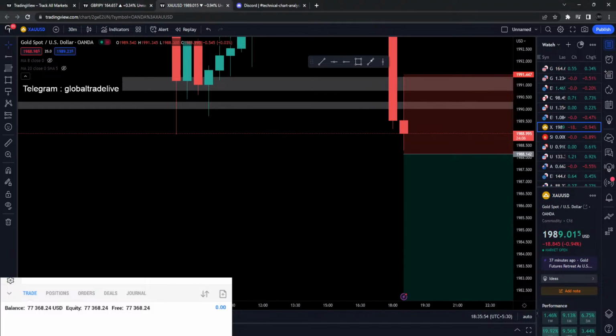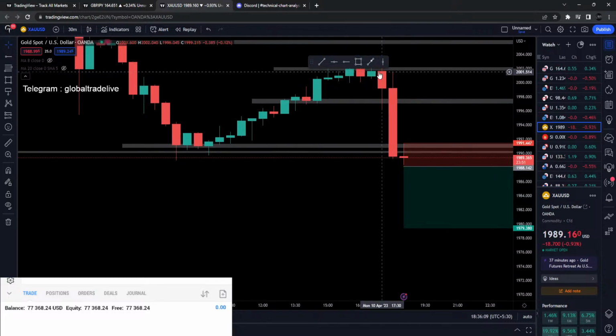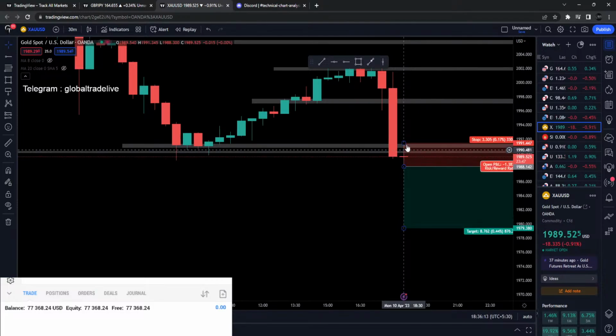And also not to forget, I have lowered my lot size from 2.0 to 0.5, because obviously this can be a risky trade, because the move has already been done. If we look at the move, it has already been done from here to here. So the chances of retracement are a little bit high.